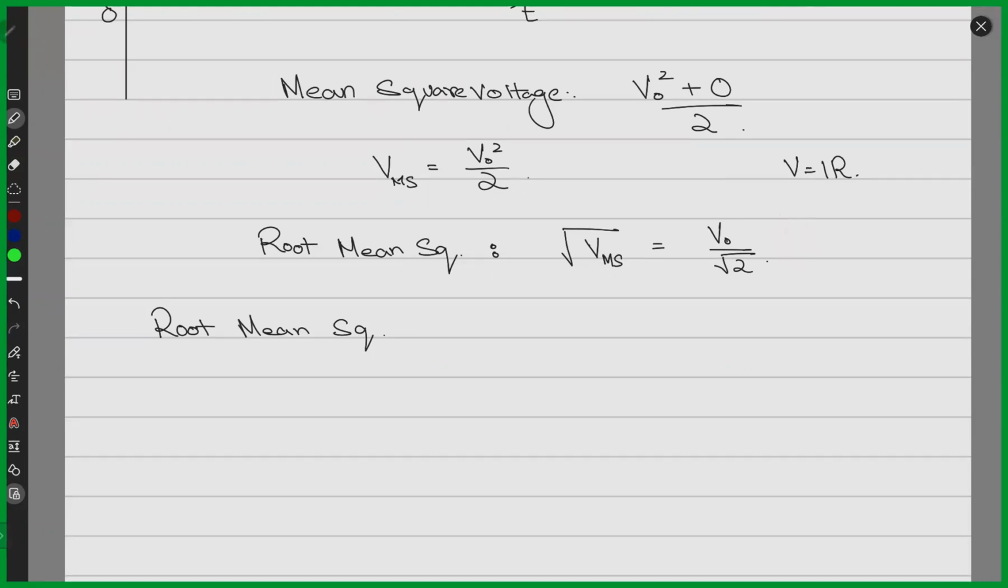So, which means that for the current, which is I r.m.s, would be I naught by under root 2. So when I say root mean square of current or voltage, what does it mean? What does that value tell you?